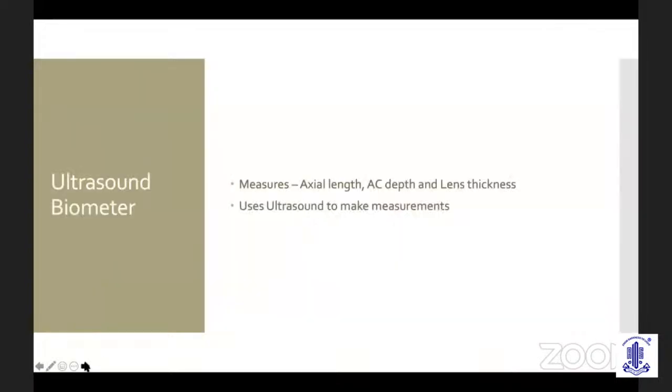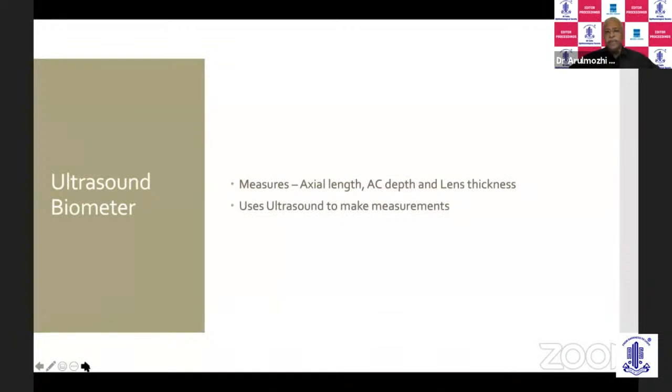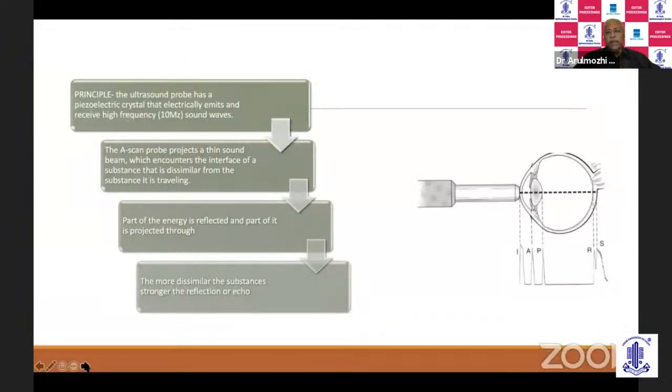Okay. So the ultrasound biometer measures the axial length of the eye, the AC depth, and lens thickness. It uses ultrasound to make measurements. It works at 10,000 kilohertz. The probe emits a thin sound beam. 10,000 kilohertz has minimal penetration, but very high accuracy.